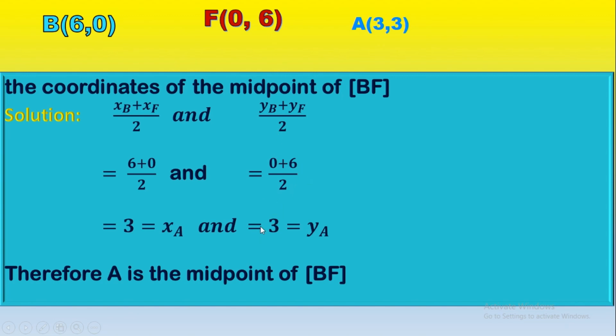Isn't it 6 over 2, which means 3? 3 is the same as YA. So we can say that the coordinates of the midpoint are the same as the coordinates of A. Therefore, A is the midpoint of the segment BF.